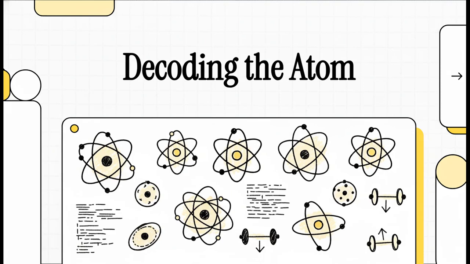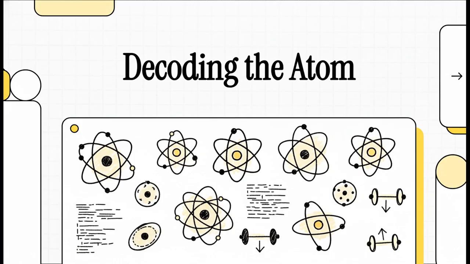Have you ever looked at something like gold and wondered, why is it so shiny? Or, why does a tiny piece of sodium go crazy in water? Well, the secret to all of that, it's hidden inside every single atom. It's like a secret blueprint, and it's called an electron configuration.